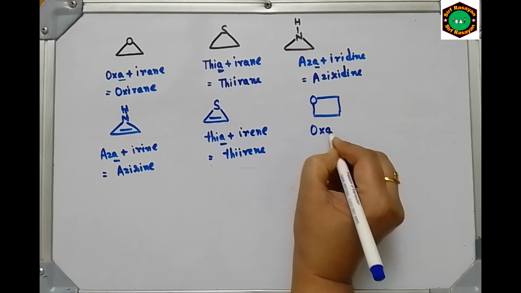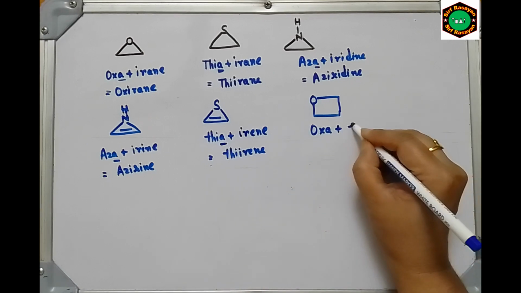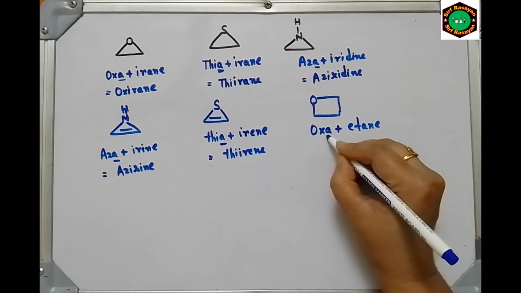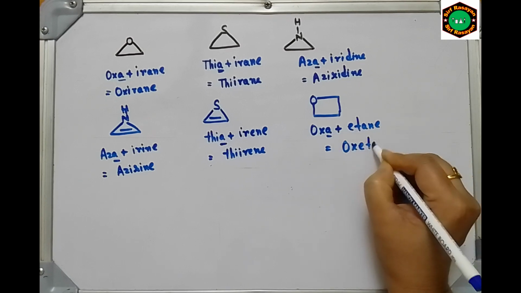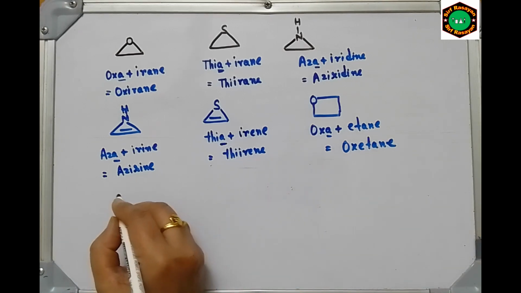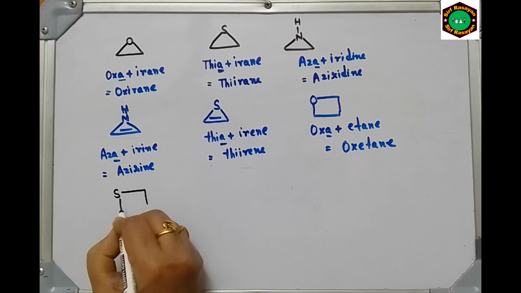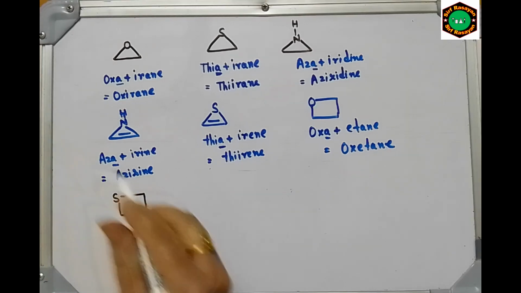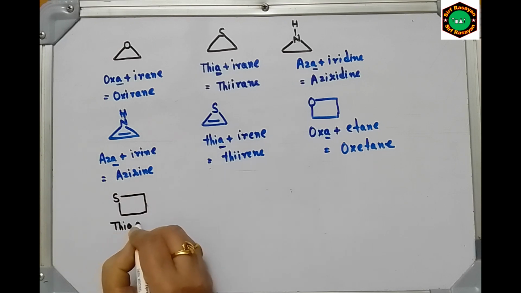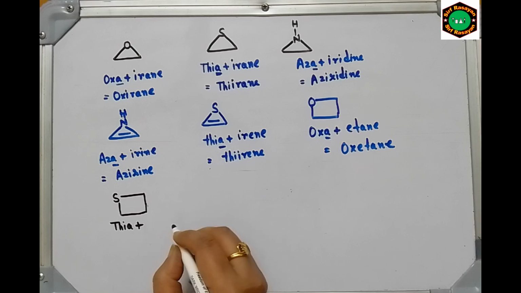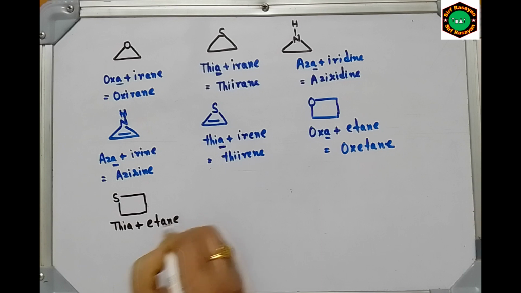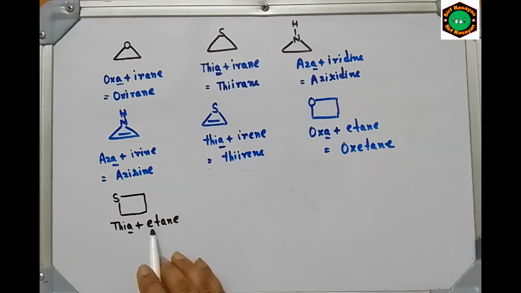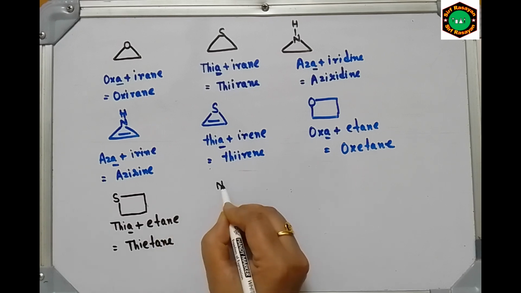Now a 4-membered ring with one oxygen. Oxygen means oxa, plus saturated 4-membered ring etane. It is a vowel, so A you have to drop, it is coming oxetane. So in place of oxygen, if sulfur is there, for sulfur thia, saturated 4-membered ring etane. So that A you have to drop since it is a vowel. That stem with suffix is starting with E. So it is coming thietane.